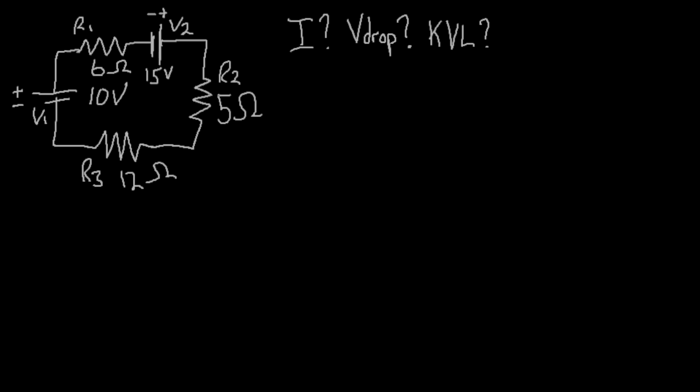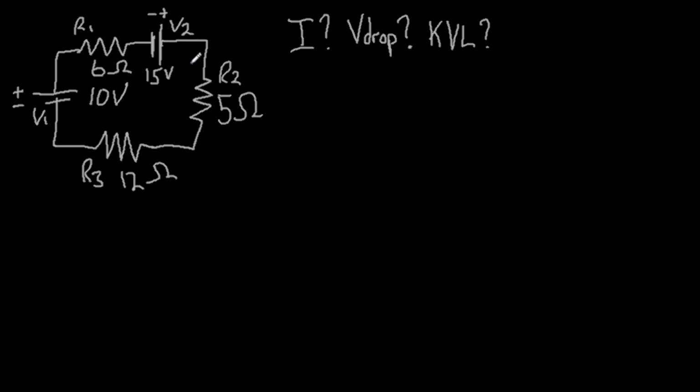For the last problem, what I want you to do is to find the total current flowing through this circuit, the voltage drop across R1, R2, and R3, therefore obtaining a full expression to verify KVL. Take your time if you need to and pause the video.